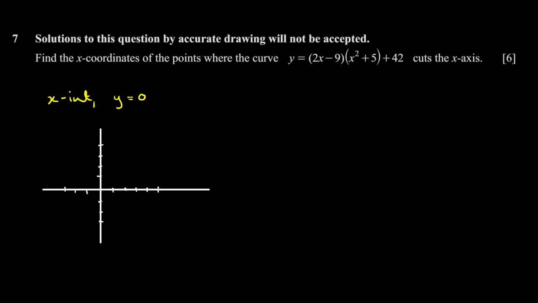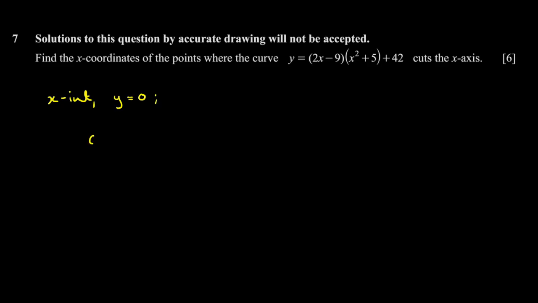So in other words, when we cut the x-axis, what we're trying to find is the x-coordinate when the y-coordinate is 0. And when we're trying to find the y-axis intercept, we're trying to find the y-coordinate when the x-coordinate is 0. Okay, so that's an explanation for those of you who've never had it explained to you. So we're trying to find where y is 0. So what's going to happen then?